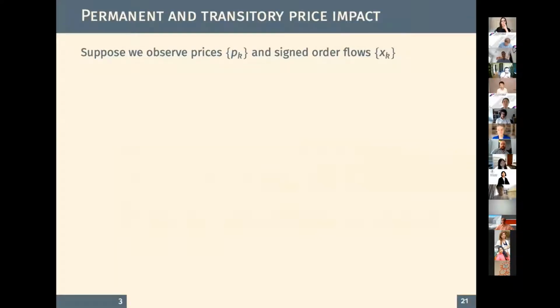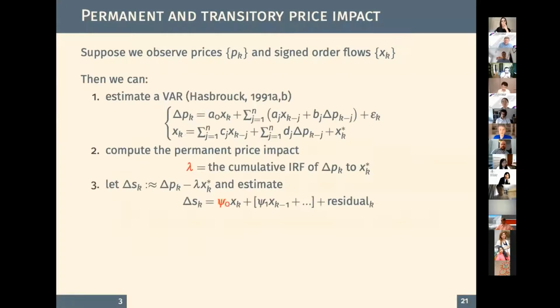There are many different ways you can estimate the transitory price impact. But since Joe is here, let me just attribute in some sense to one of his seminal frameworks, this VAR framework. One way to estimate this transitory price impact is to run this VAR framework. So basically the return delta P and the order flow X are in this VAR structure. And how do you estimate, before the transitory one, the permanent price impact? The permanent price impact in this case is basically the cumulative impulse response, I'll call it lambda here, of how the return reacts to a unit shock of the order flow surprise X star.